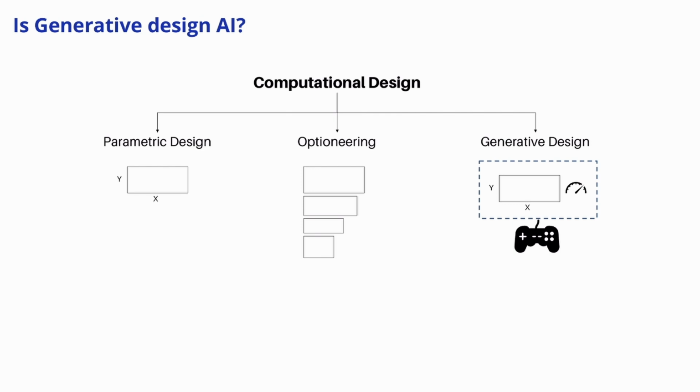Parametric design is a form of design where designers create potential solutions by defining fixed and changeable parameters or variables and their relationship. For instance, you have a rectangle, you can define the length and the height of the rectangle as x and y, and these will be two parameters that you can change and you can play with.